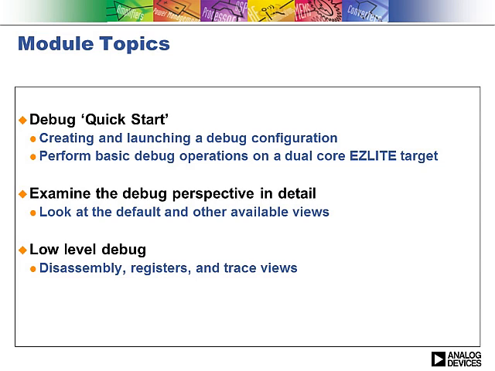We will then examine the debug perspective in more detail and the default views associated with it. Using a simple application, the basic debug operations that one would use on a regular basis will be demonstrated. Finally, we will take a look at some low-level debug views that can help facilitate the debug process. These will include views to examine disassembled code, CPU registers, and tracing.